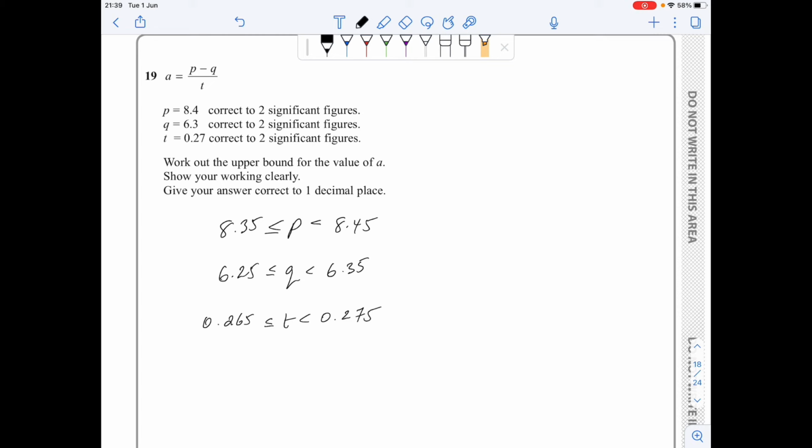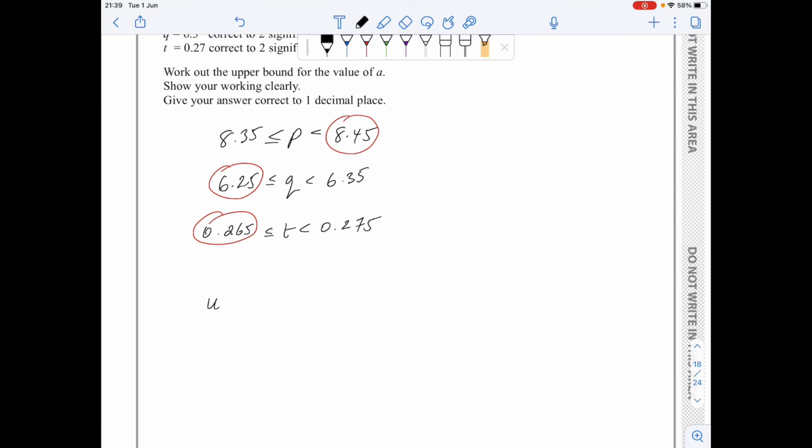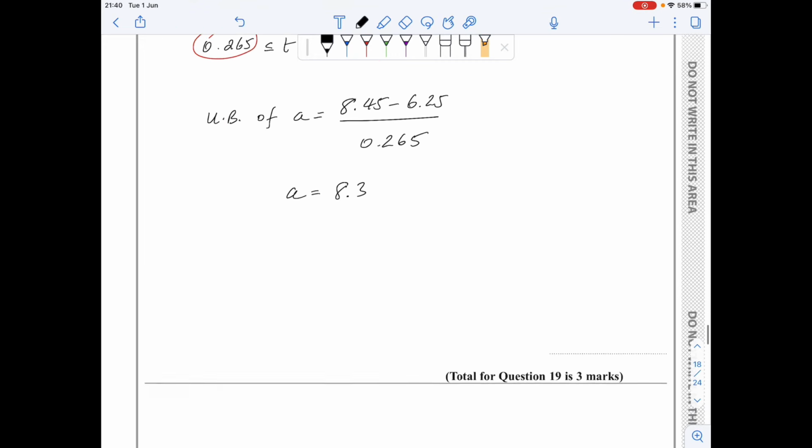Now, to find the upper bound for A, I need my numerator to be big, so I will select a large value of P and a small value of Q. And also I need a small denominator, so I will use the lower bound of T. So the upper bound of A will be 8.45 minus 6.25 over 0.265, and correct to one decimal place. This is 8.3.